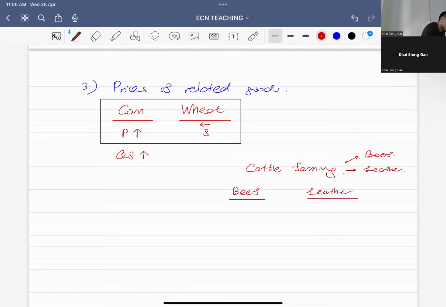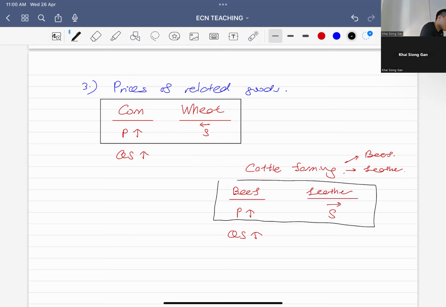Let's say the price of beef has increased. Do you want to produce more beef? Yes, right? The quantity supplied of beef has increased. Since you want to produce more beef, you will have to keep more cattle. Since you also have more cattle, can you use the skin of cattle to produce leather? You can, right? So the supply of leather has also increased. It shifts rightwards. So today the increase in the supply of leather has nothing to do with the price of leather, but because now you keep more cattle for the sake of producing more beef. So this is the non-price factor.